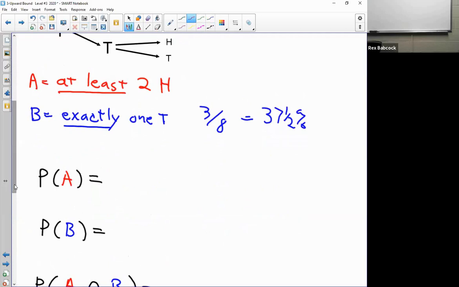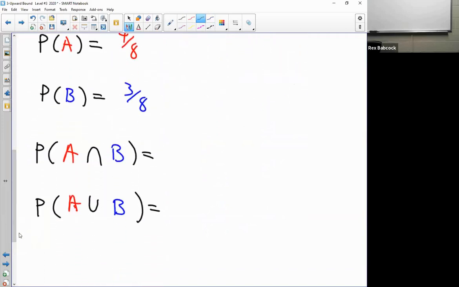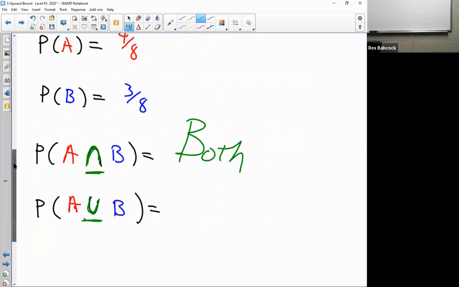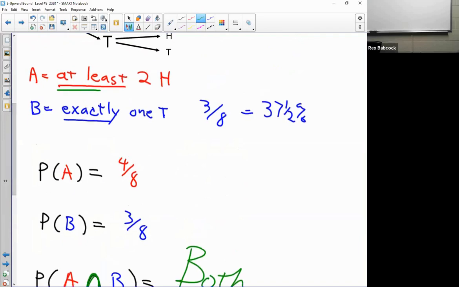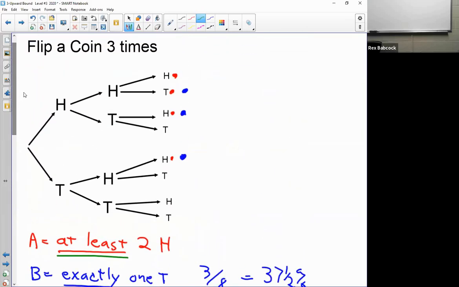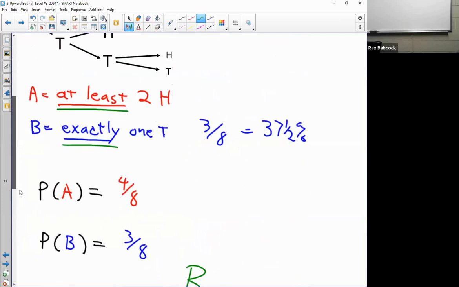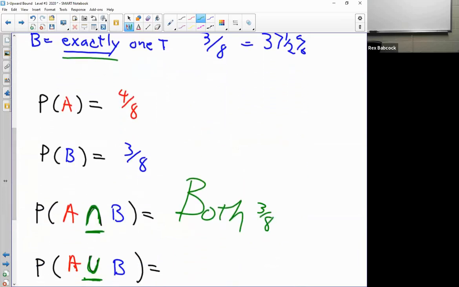So we said the probability of A was 4/8. Probability of B was 3/8. We answered those. Now let's look at intersection. That's the intersection, upside down U, or union. Intersection means both. What's the probability that you get at least 2 heads and exactly 1 tail? Intersection, both. Well, if I go back up and look at my chart, it's easy to see both. There's both here, both here, both here. And all 3 of those meet both conditions. So my answer to that probability question would be 3/8.